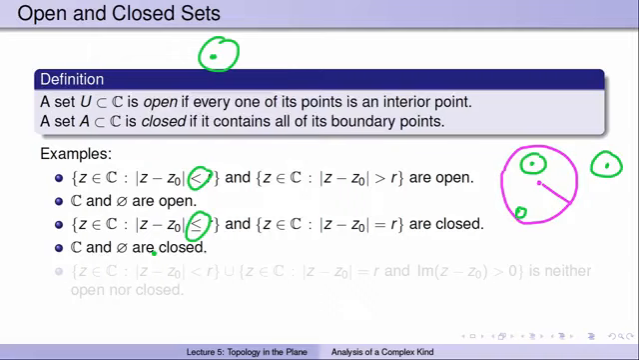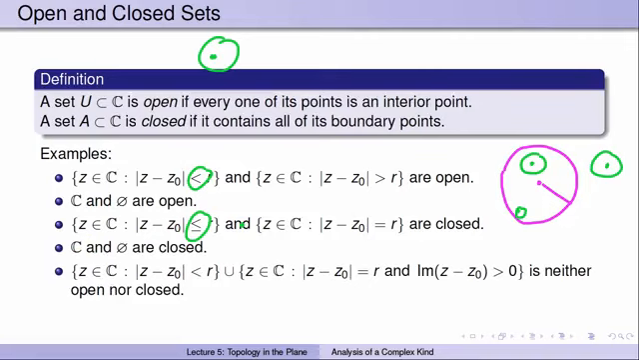A door can be open or it can be closed, but it can't really be both open and closed at the same time. Sets in the complex plane, or sets otherwise, can be both open and closed, and there are even sets that are neither open nor closed. Open and closed do not have the same meaning as in our daily life language.